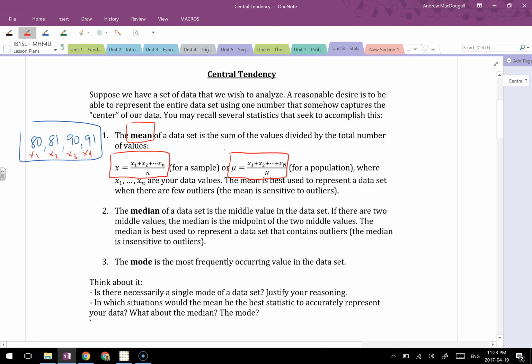And we usually use mu if our data represents an entire population. So if you survey every student at UCC for their height, you would know the average of the entire school confidently. But that's a lot of work. So sometimes you just want to take a sample measurement.